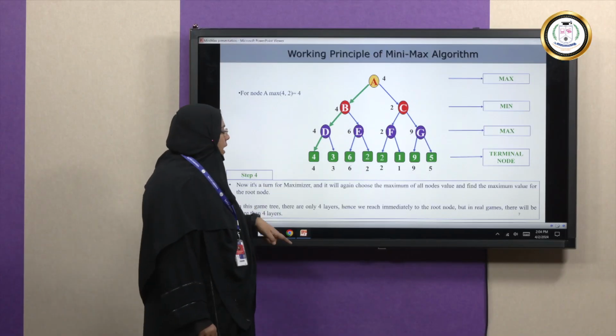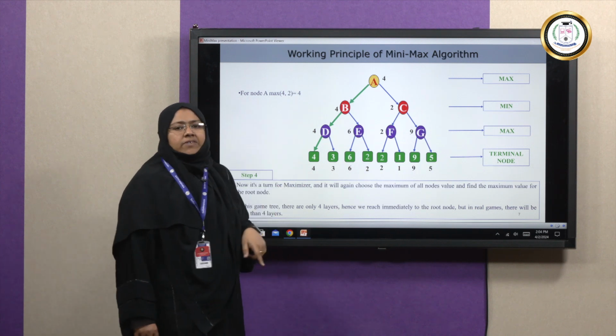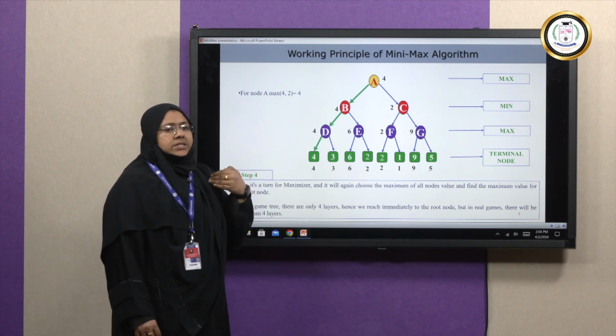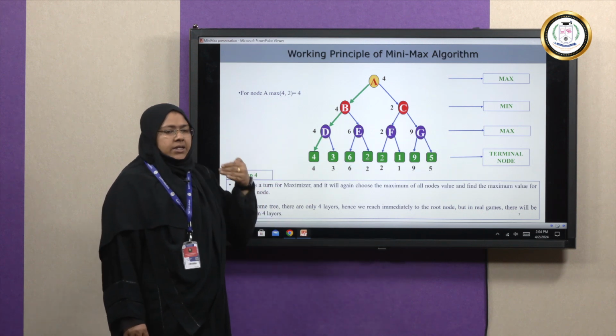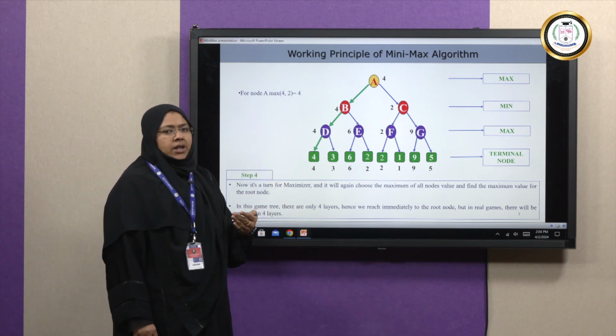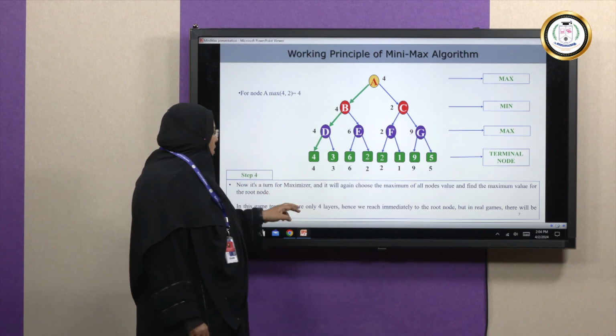Since this is a 4-layer tree, we have completed the traversal immediately. When there are very many layers and a lot of chances, the time for solving this particular game will be very long.